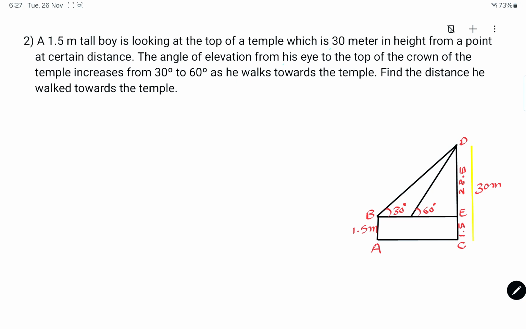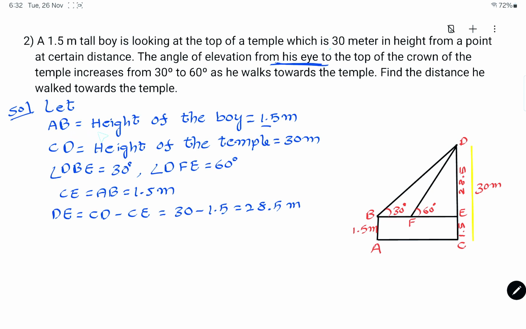Now write the given data. Let AB, the height of the boy, be 1.5 meters. Here CD, the height of the temple, is 30 meters. Angle DBE is 30 degrees. Angle DFE is 60 degrees. Here the length of DE is equal to CD minus CE, which is 30 minus 1.5, equal to 28.5.